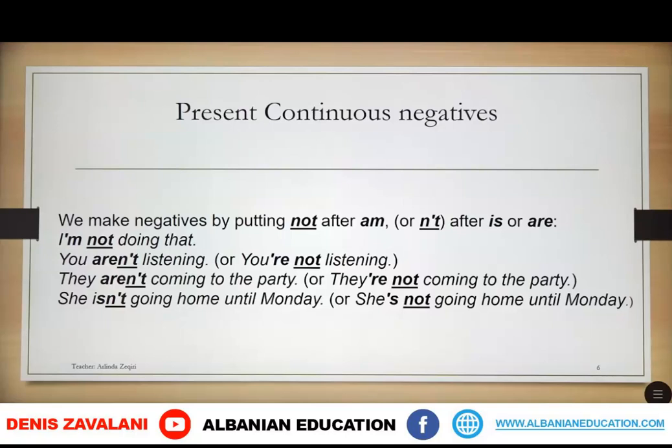For example, I'm not doing that. You aren't listening. Or the full form, you're not listening. They aren't coming to the party. Or they're not coming to the party. She isn't going home until Monday. Or she's not going home until Monday. So you can use both of the contractions.